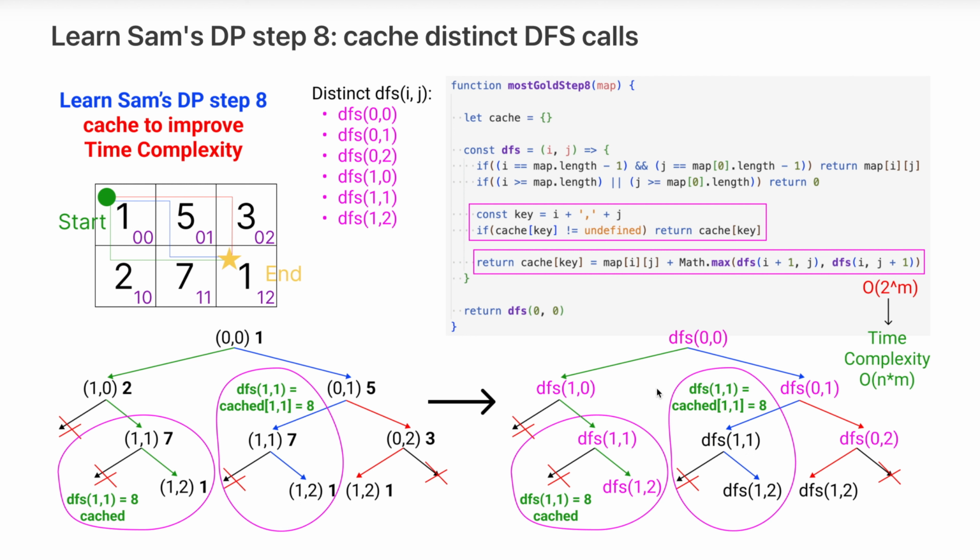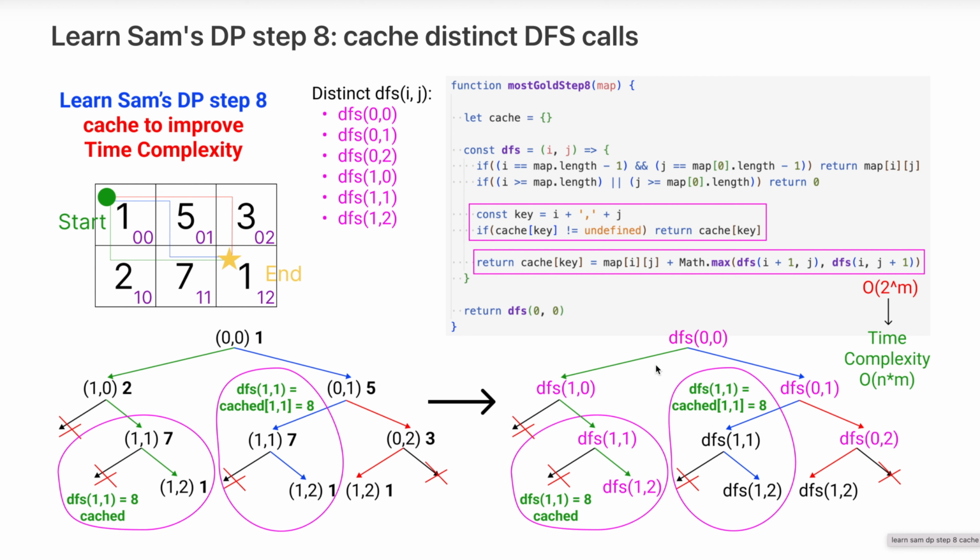So for space complexity, that's gonna be equal to the number of the distinct depth search calls. And our depth search call is distinguished by i and j here. For this case here, i can go up to 2, which is the number of rows, and j can go up to 3, which is the number of columns. So the distinct depth search calls in general is gonna be n multiplied with m, and that's gonna be the total number of positions of this map.